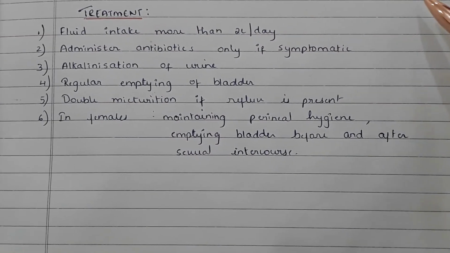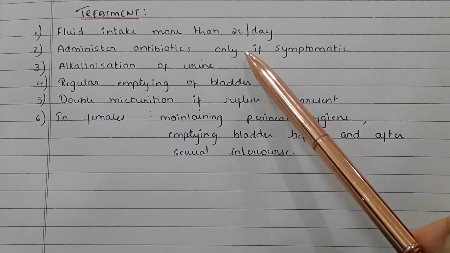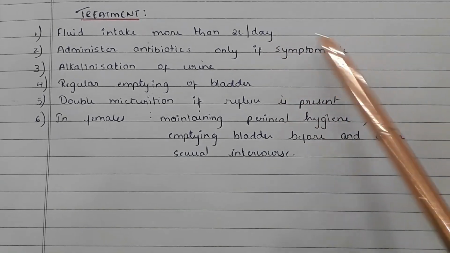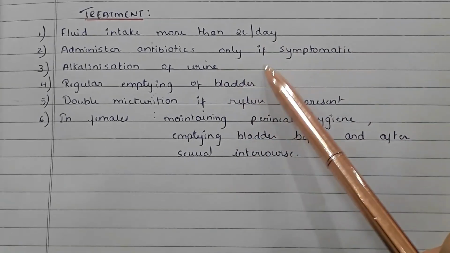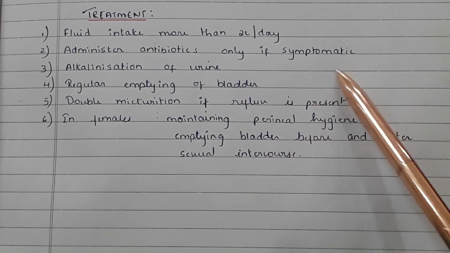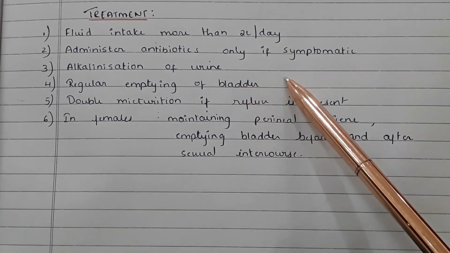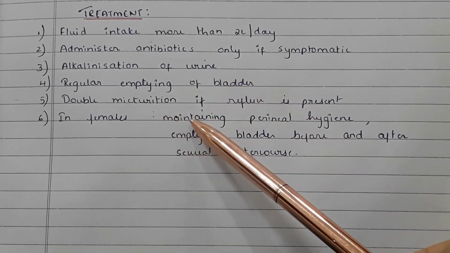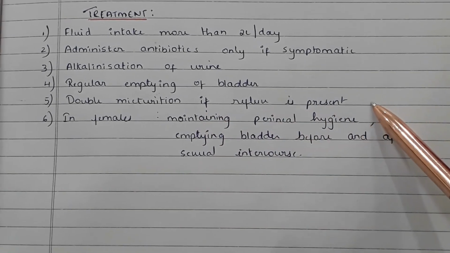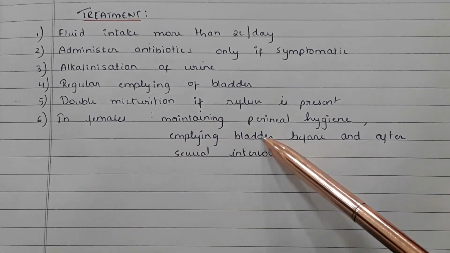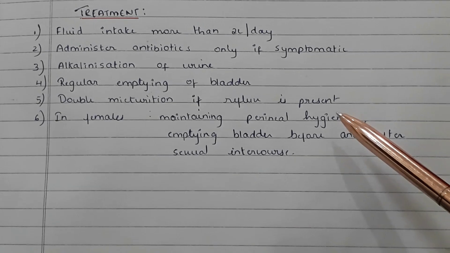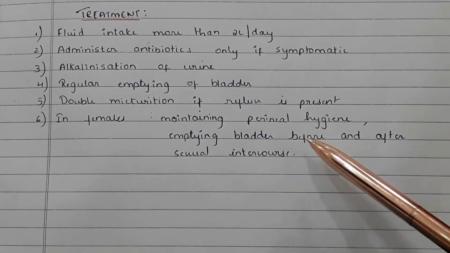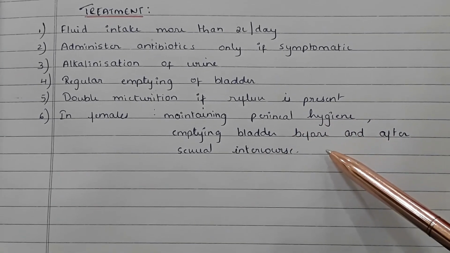Treatment. The fluid intake should be more than 2 liters per day. Administer antibiotics only if symptomatic. Alkalinization of urine. Regular emptying of the bladder. Double micturition if reflux is present. In females, maintaining perineal hygiene. Emptying the bladder before and after sexual intercourse.